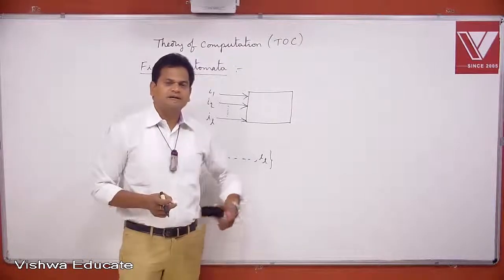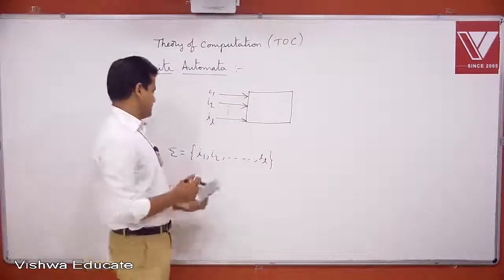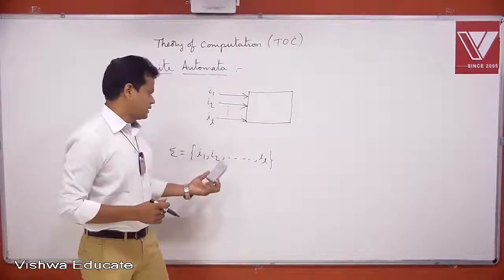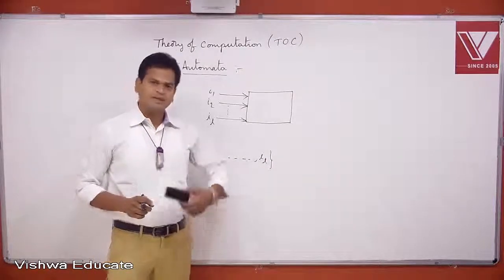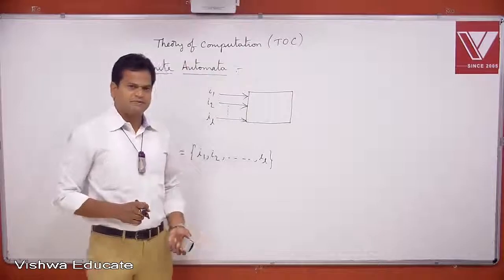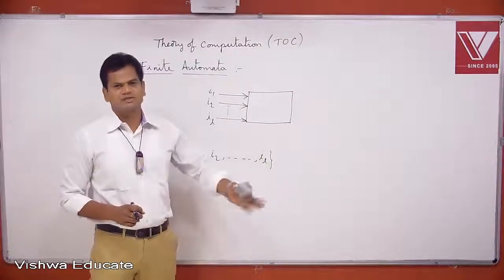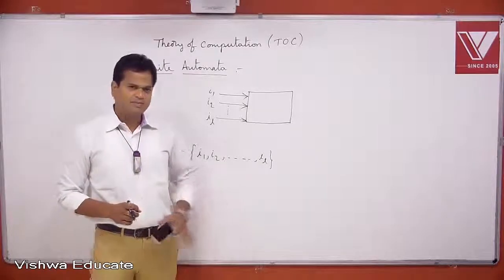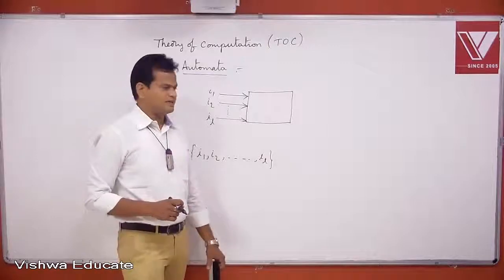Every time the number of inputs must be finite. We cannot take sigma equal to I1, I2, I3, so on to infinity. It is not valid. You can take any number of inputs, maybe one input or two inputs or three inputs or so on, 100 inputs or 1000 inputs. But that number should be finite, and a non-empty set of inputs.